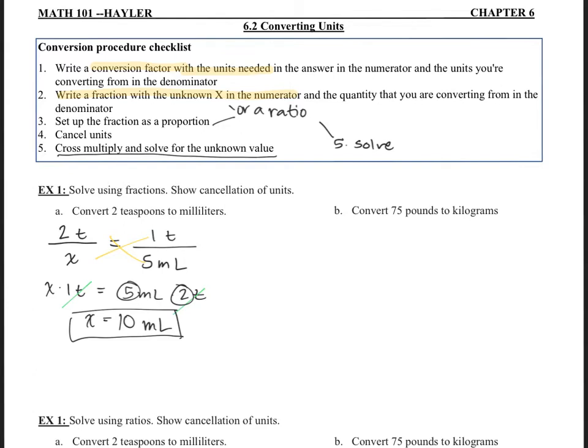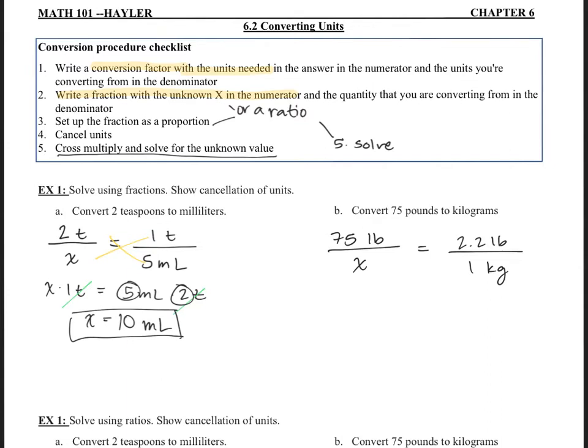Okay, go ahead and try to set up the proportion for B. All right, hopefully you paused the video and tried it yourself. But we have 75 pounds, and we're trying to figure out what that's going to be. Okay, so let's see, what do I know? I know that 2.2 pounds is the same as 1 kilogram.